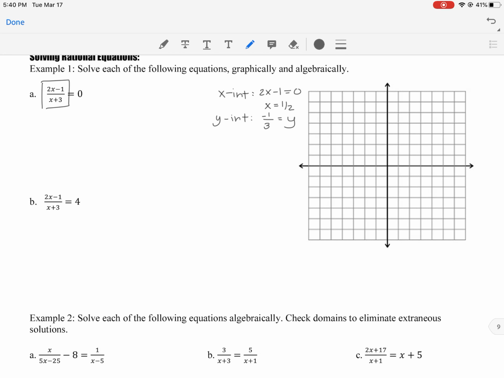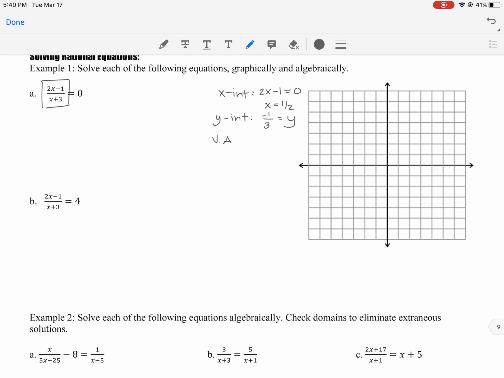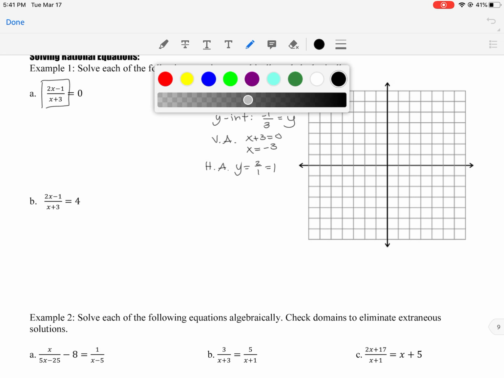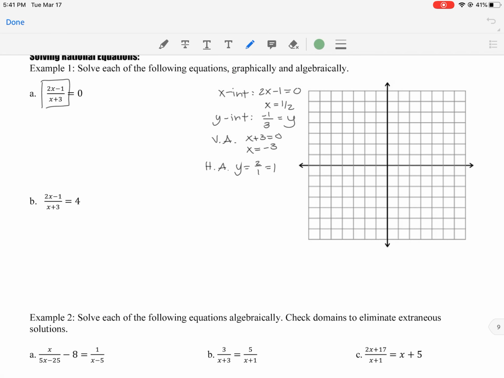As for vertical asymptotes, set the denominator equal to 0. So if I set x plus 3 equal to 0, our vertical asymptote is x equals negative 3. And lastly, our horizontal or slant: we notice that they're both degree 1 on top and bottom, so therefore we have a horizontal asymptote, and we're going to divide the leading coefficients of 2 over 1, and we end up with 1. Now it's for graphing, and this part should seem familiar to you, right?